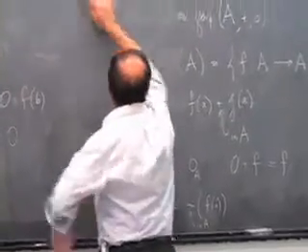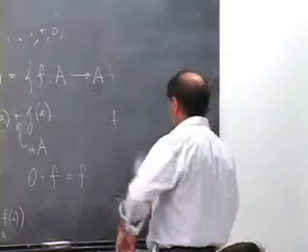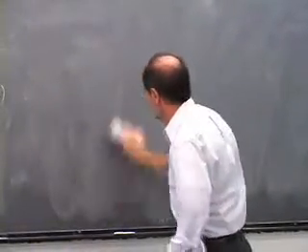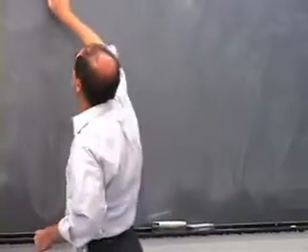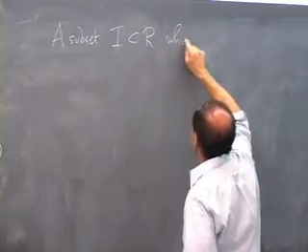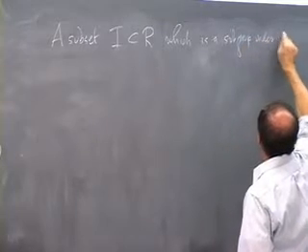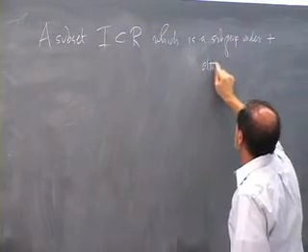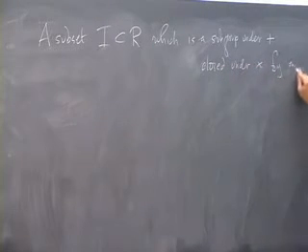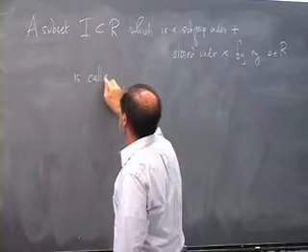So those subsets, the things which are kernels of homomorphisms, are called, for historical reasons, which I'll try to explain to you as we get on in the subject, ideals. So a subset I in R, which is a subgroup under plus and is closed under multiplication by any element b in R, is called an ideal.